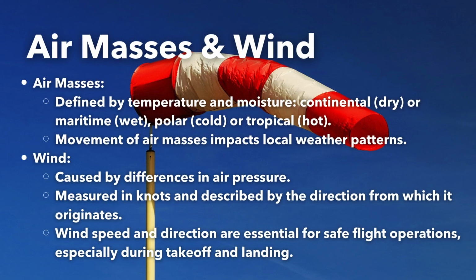Air masses and wind are also significant factors in meteorology. The Earth's surface influences the overlying air, creating air masses with distinct moisture and temperature characteristics. These are classified as continental or maritime and polar or tropical. Air masses move across the Earth, affecting weather patterns. For instance, a cold polar air mass can bring cooler temperatures to warmer regions until it dissipates.